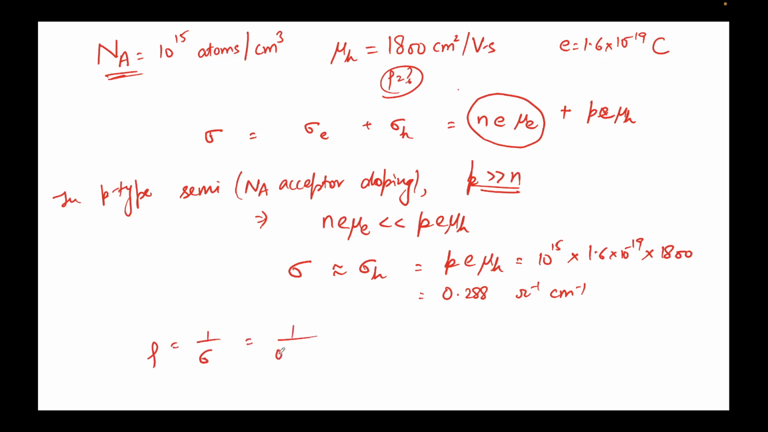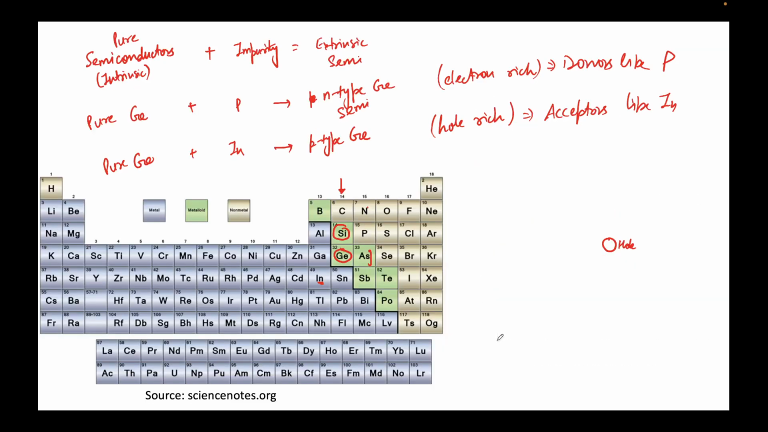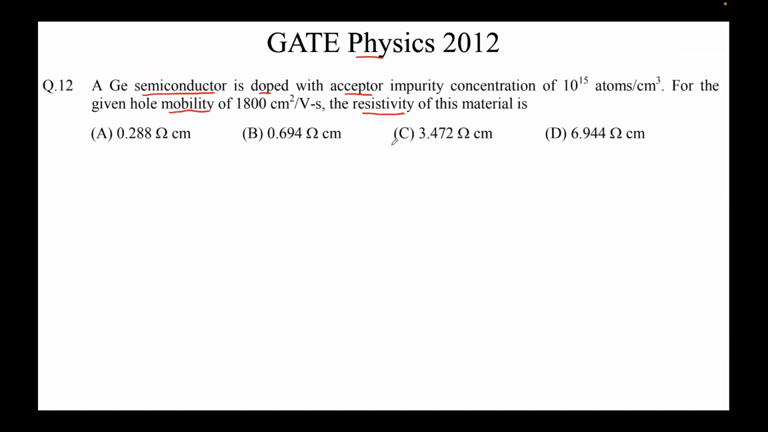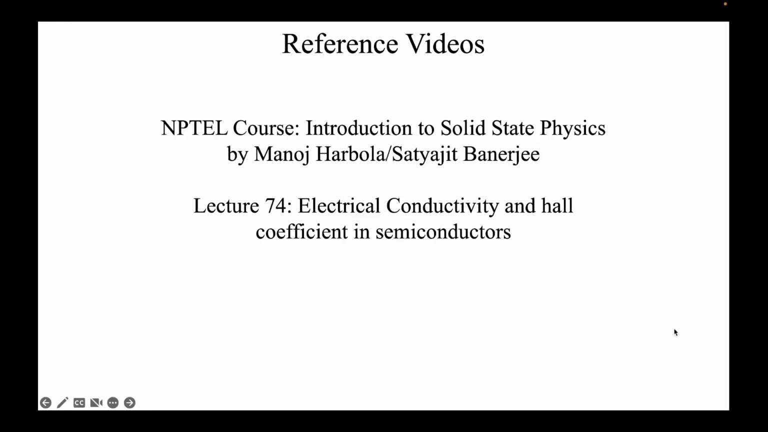Now we do know that the resistivity is 1 over conductivity, and we know the value of conductivity, which is 0.288. If we plug in this value, we will get 3.4722 ohm centimeter. So yeah, option C matches. So this is the correct option.